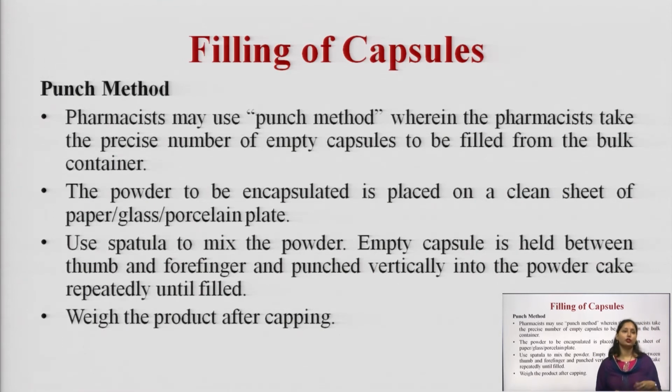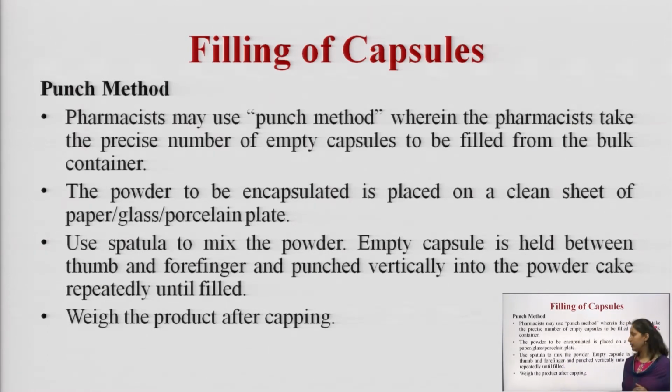So, the punch method is a manual method in which the pharmacist takes the precise number of empty capsules to be filled from the bulk container. The powder to be encapsulated is placed on a clean sheet of paper, glass, or porcelain plate. Then the powder is mixed with the help of a spatula, and an empty capsule shell is held between the thumb and the forefinger and punched vertically into the powder cake repeatedly until it is filled. Finally, weigh the product after capping.